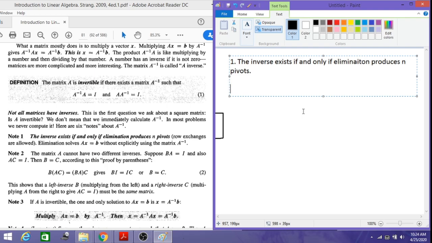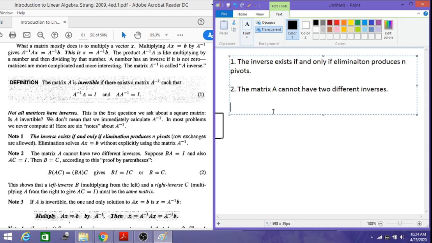Then the second note is that the matrix A cannot have two different inverses. This is a very important point. We cannot have two different inverses. So this is the one point.